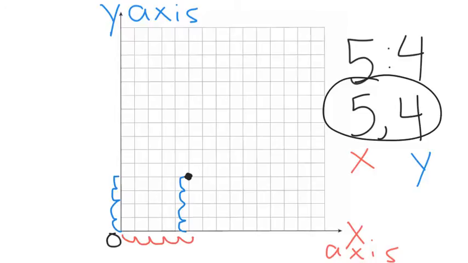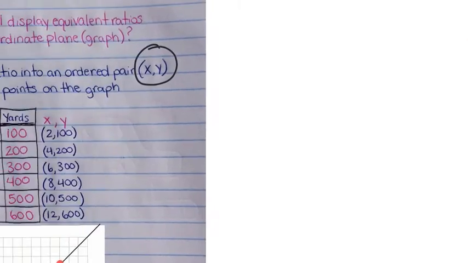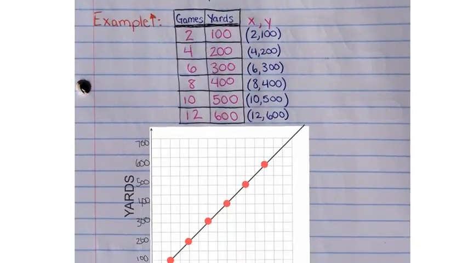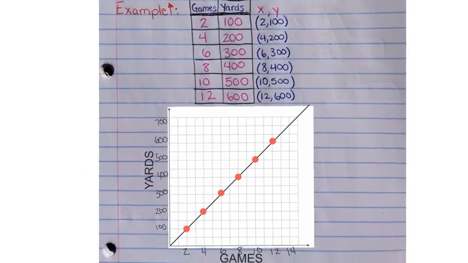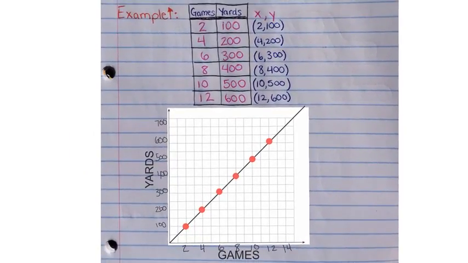All you have to do, if we're talking about ratios, is come back over, turn your ratios into ordered pairs. You see that we've done that in our chart or our ratio table here. If you're looking at this ratio table, our first ratio starts with 2 to 100. So that's 2 games for every 100, or every 2 games there's 100 yards.